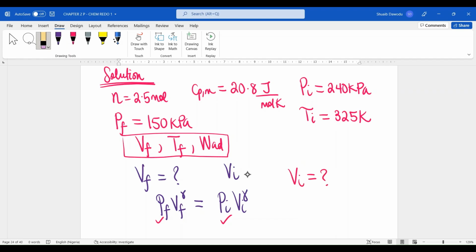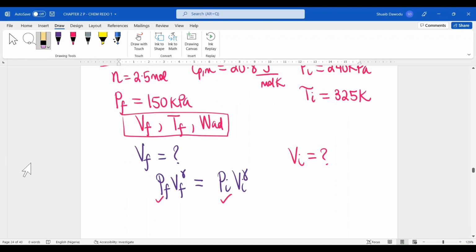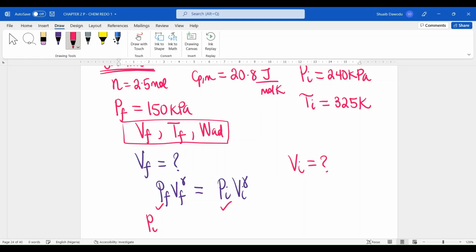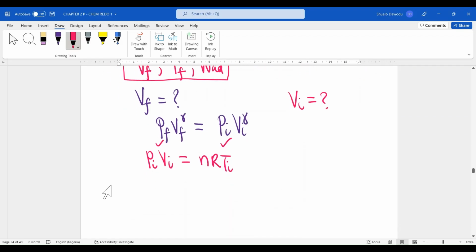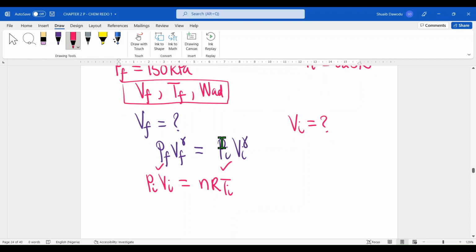To do that, we use our basic understanding of the perfect gas law, which is P initial times V initial equals nRT initial. In an adiabatic problem, the final and initial volumes are different, the final and initial pressures are different, and the final and initial temperatures are different, meaning you don't have constant pressure, constant volume, or constant temperature. Every initial and final value varies. The only thing constant is that there's no heat transfer.